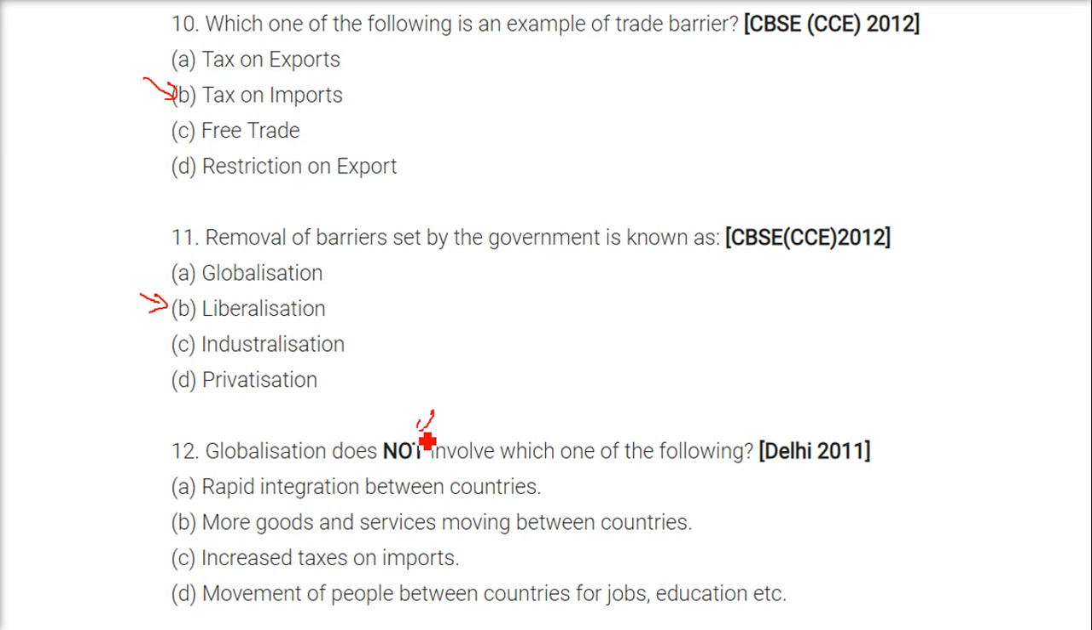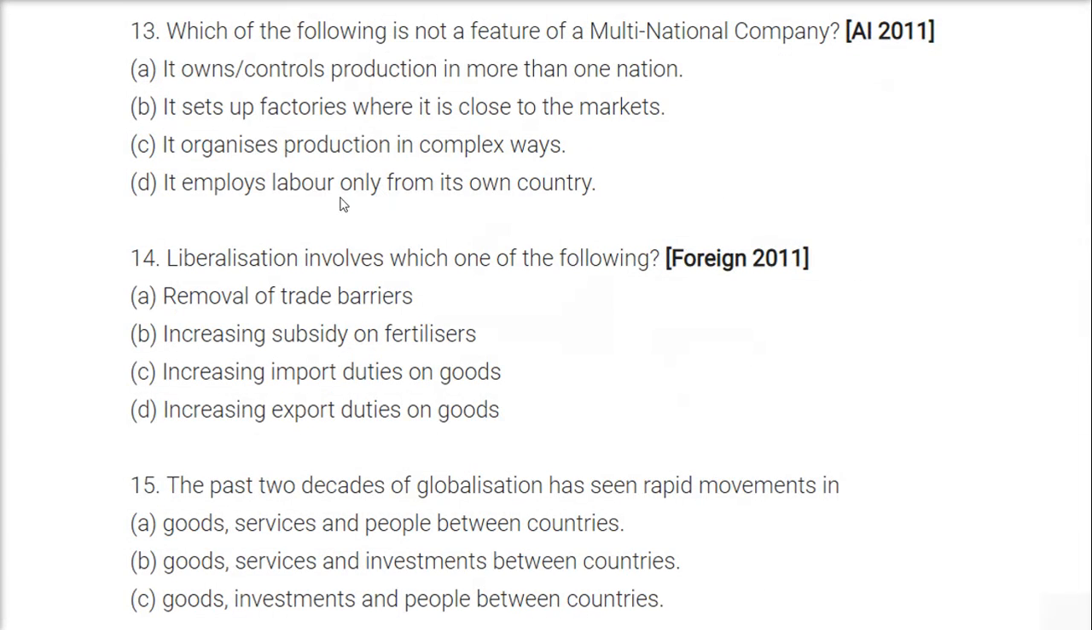Globalization does not involve which one of the following? You have to answer does not, right? So it is increased taxes on imports. So increased taxes on imports does not involve globalization, so it is the answer.